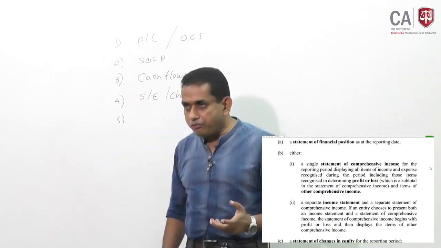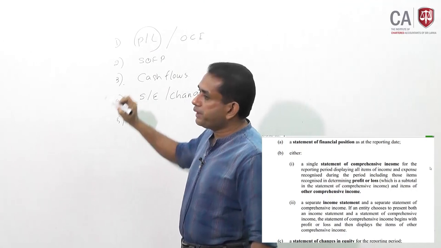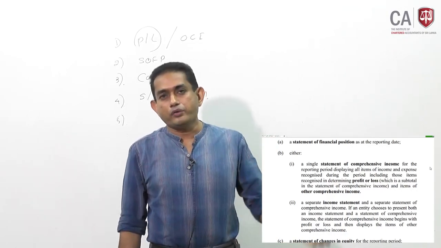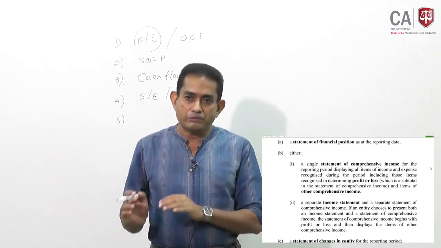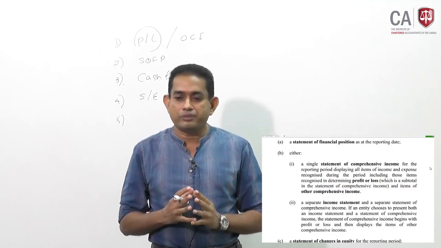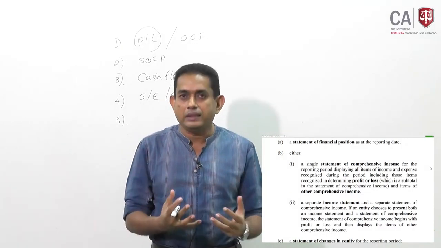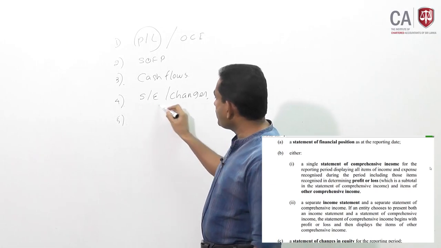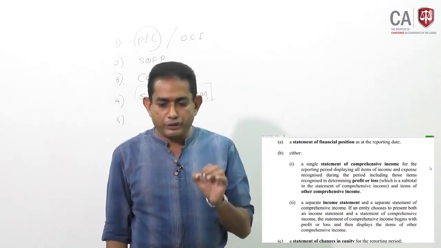Now, we know even in full SLFRS, we have been given a choice. Either the profit and loss statement and other comprehensive income statement can be merged together into a single statement if you need, or you can have a choice of preparing the profit and loss statement different from the statement of other comprehensive income. So to make a long story short, either they can be different, or it can be a single statement merged together. That choice is given in SLFRS for SME as well, but that is not what I want you to look at. Now, you prepare the statement of equity changes as part of the financial reporting.